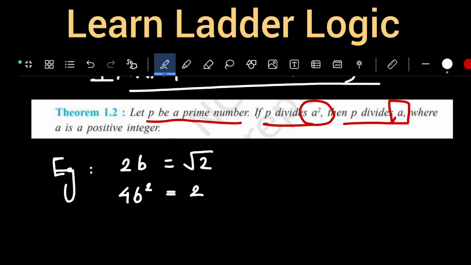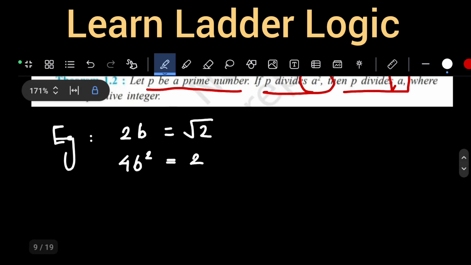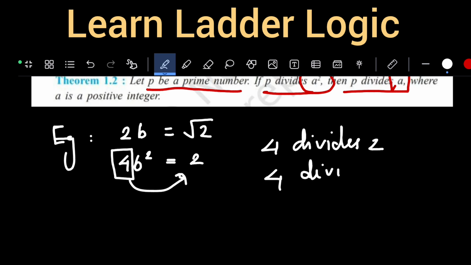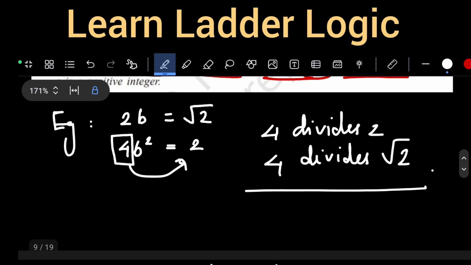Okay. Here I can tell that number 4 divides 2 and 4 also divides root 2 because of the theorem given to us. I hope you understood this. Fine. Let's move to the next topic.